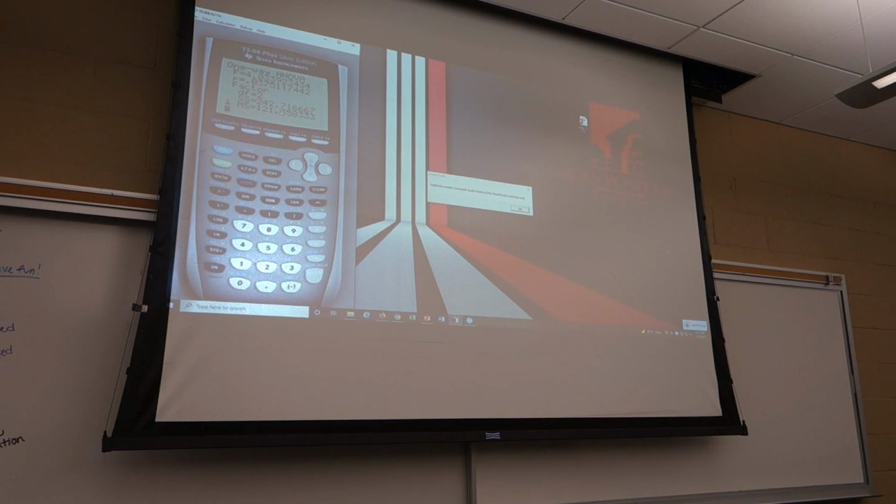Again, I'll show you one more time. Stat, over to Tests, arrow up to ANOVA, hit enter. Second L1, comma, above the 7. Second L2, comma, second L3. Enter. Done. There's my p-value, 0.0375.